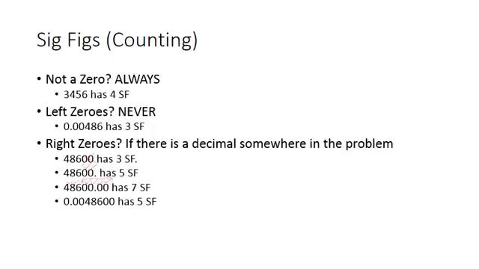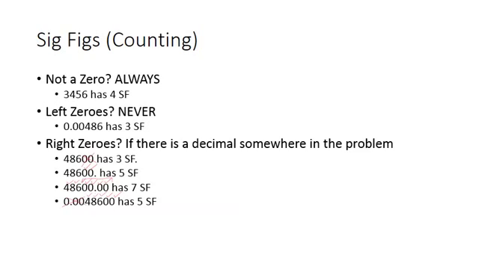And then this bottom one is kind of everything together. These count because they're not zeros. Left zeros never. And then right zeros if there's a decimal somewhere. So there's a decimal somewhere, so yes and yes. So 1, 2, 3, 4, 5.